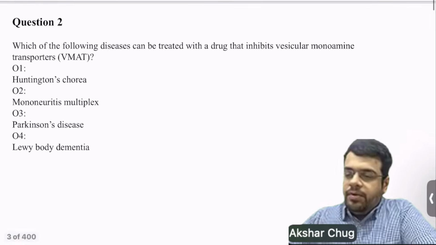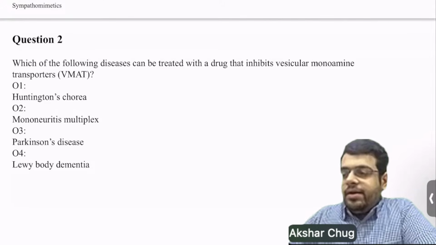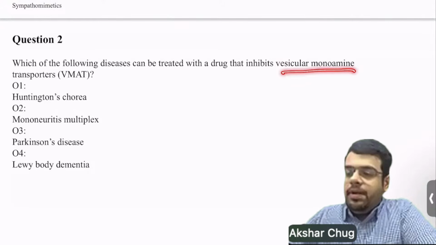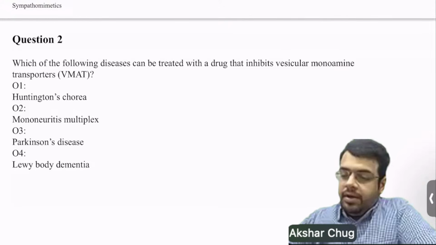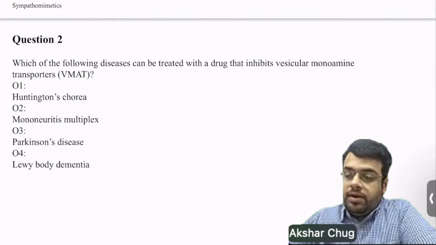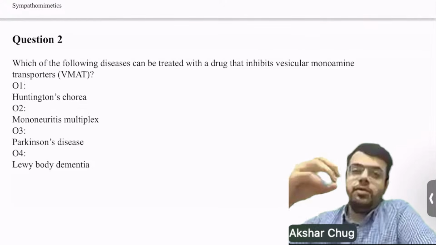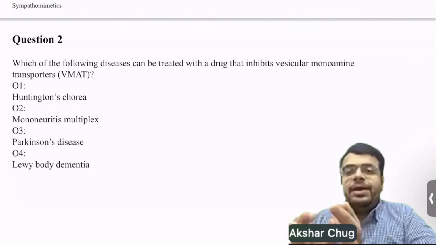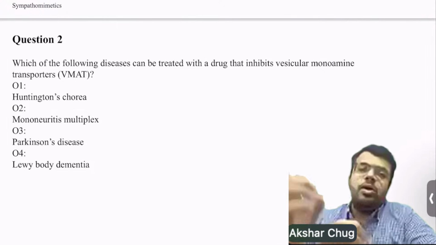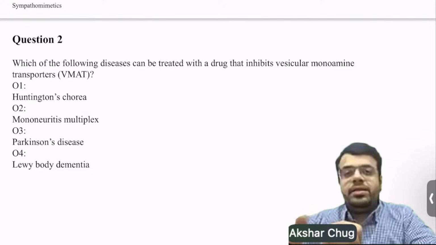Moving on to the next question. Which of the following disease can be treated with a drug that inhibits the vesicular monoamine transporters, or VMAT? So here we are with four options: Huntington's chorea, mononeuritis multiplex, Parkinson, and Lewy body dementia. Now, what does VMAT do? Any VMAT inhibitor like valbenazine, tetrabenazine will inhibit the synaptic vesicles to fuse with the presynaptic neuron and release the neurotransmitters in the synaptic cleft, right?